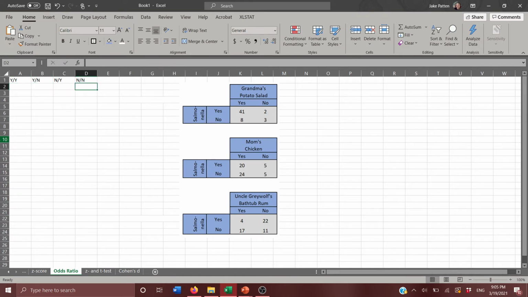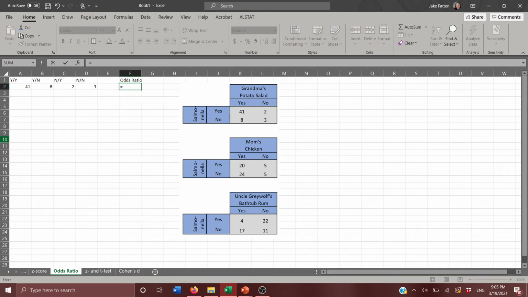Okay, so we've got data in all these columns, and now we can actually figure out the odds ratio. Let's go ahead and put numbers in for Grandma's potato salad. So we've got 41, 8, 2, and 3. And here we're going to make the calculator. Start with an equal sign. Always start with an equal sign, right?